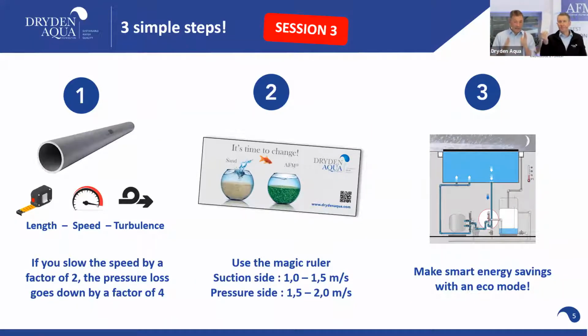Use the magic ruler. It's really magic. And remember, if you control the speed, you control the resistance, and with this, the energy consumption. Suction side speed 1 to 1.5 meters per second. Pipe velocity is quite fast. Pressure side 1.5 to 2. You can go lower, you should not go higher.